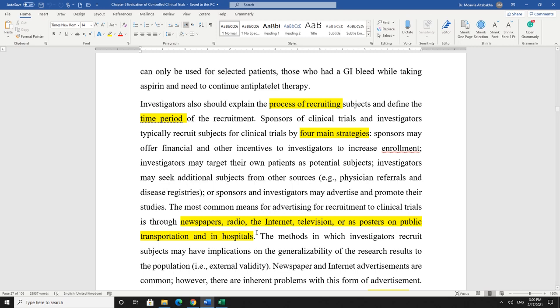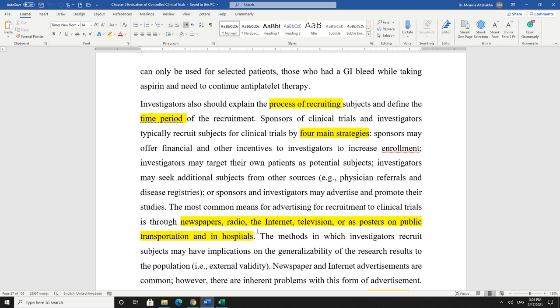Or they will go to the disease registries. For example, in the USA, you will find a registry of people with diabetes, a registry of people with hypertension, etc. So they will go to these registries and contact them in order to ask them to be in the trial. Also, they advertise, and in the advertisement, you have the newspapers, the radio, the internet, the television, and posters that they put in public places and in hospitals.